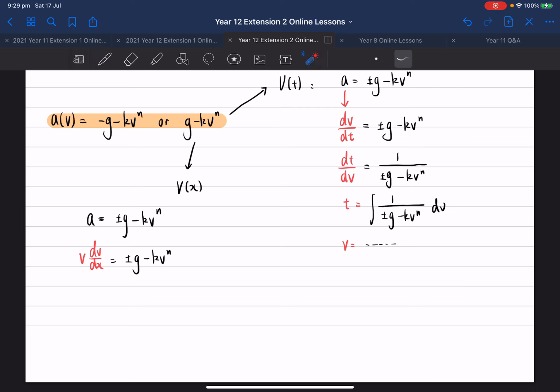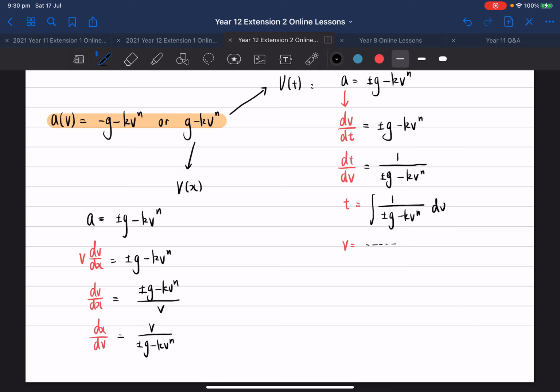Again, the reason is very clear. You've got v and x, and a v here, so that's the vx equation that you need. But after this, you just have to divide both sides by v. That gives you plus minus g minus kv^n over v, and then you do the reciprocal. After that, you just follow the same process of integration.